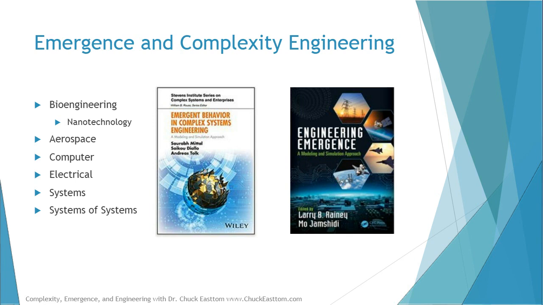Engineering Emergence, which I mentioned earlier, and Emergent Behavior in Complex Systems Engineering give you a nice overview that's applicable to a wide range of engineering disciplines, including aerospace, systems engineering, electrical, what have you. So I highly recommend those books. And you will notice I'm very careful as I go through this. I'm not hawking any books of my own. I haven't yet authored books on this topic, although I have on other topics. There are really some good books already out there.